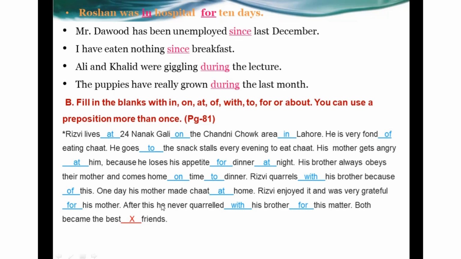After this, he never quarreled dash his brother with his brother for this matter. Both became the best friends. So students, there is an error in the book on page 82. See the last blank in your books. Both became the best friends. Best friends is one unit: friends is the noun and best is the adjective defining this noun. What kind of friend? Best one. So in between we do not need any blank. We do not need any preposition here. So cancel this blank with your pencils. We don't need to put anything.